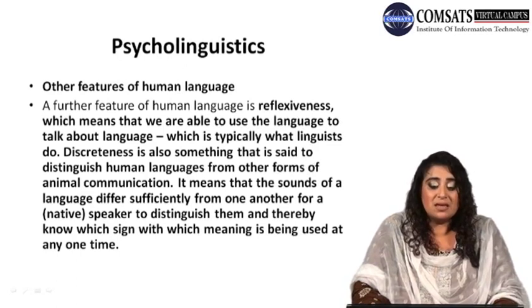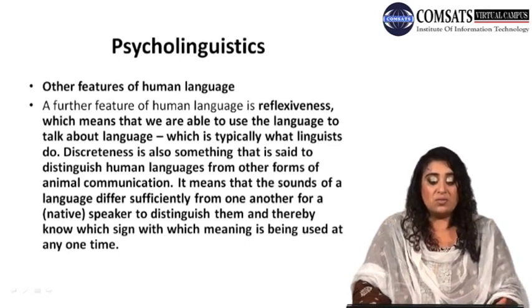Now, discreteness is also something that is said to distinguish human language from other forms of animal communication. It means that the sounds of a language differ sufficiently from one another for a native speaker to distinguish them and thereby know which sign with which meaning is being used at any one time.